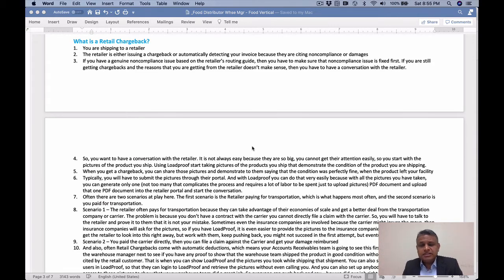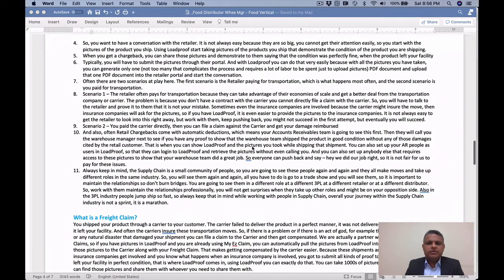So once you address that, and if you're still getting chargebacks and the reasons you're getting from the retailer don't make sense, then you have to have a conversation with the retailer, right? It's not always easy because they're so big. You cannot get their attention easily. So you start with pictures of the product you ship. Using LoadProof, start taking pictures of the products you ship that demonstrate the condition of the product, right? When you get a chargeback, you can share those pictures and demonstrate to them that the condition was perfectly fine when the product left your facility, right? So typically you'll have to submit the pictures through the portal. And with LoadProof, you can do that very easily, because with all the pictures you've taken, you can generate only one, right?